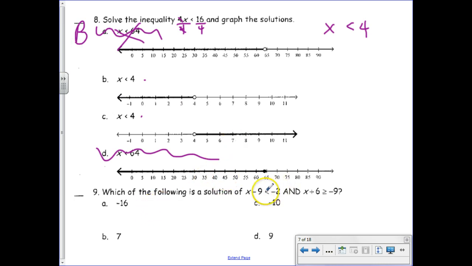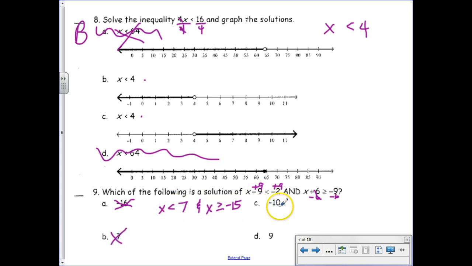Number 9, which is a solution of both of these? Well, I think you should probably solve each of these so you can see what's going on. If I solve this one on the left, I'm saying I want my x to be a number that's less than 7, and at the same time, if I subtract 6, I get x is greater than or equal to -15. So, which one of these numbers works? -16 is not bigger than there. Nope. 7 is not less than 7. Okay, it certainly fits this one, but not this one.